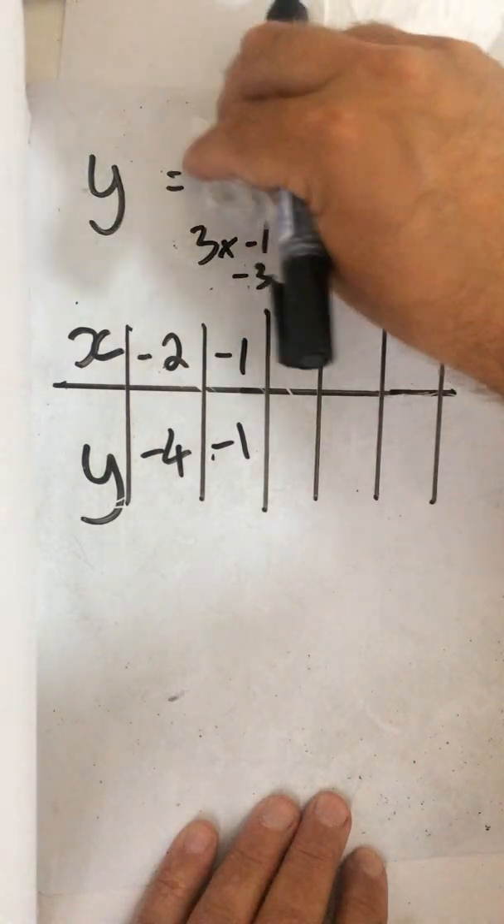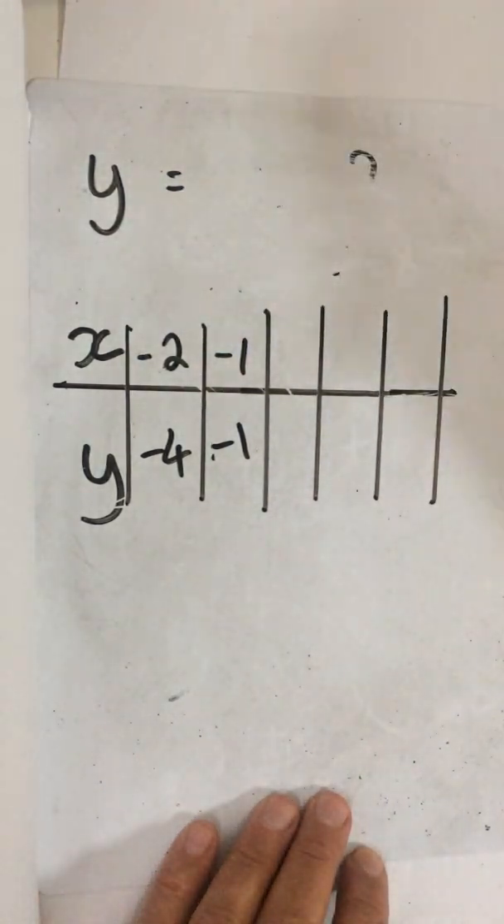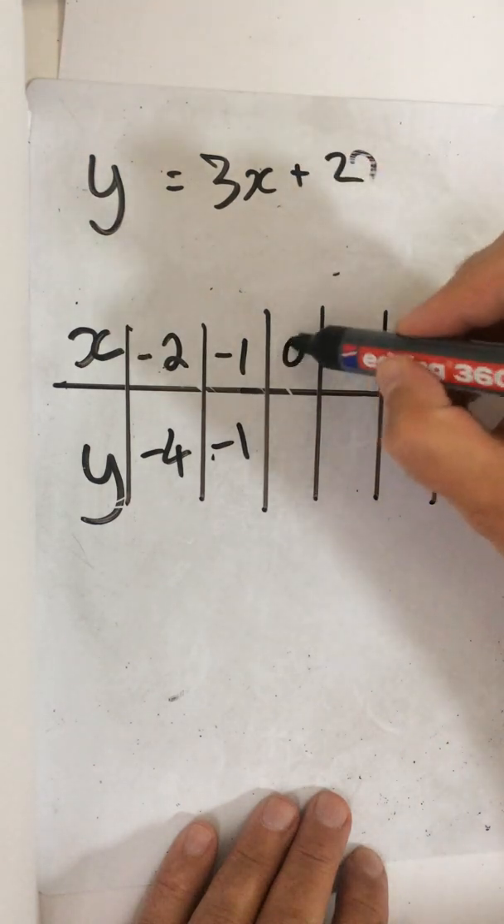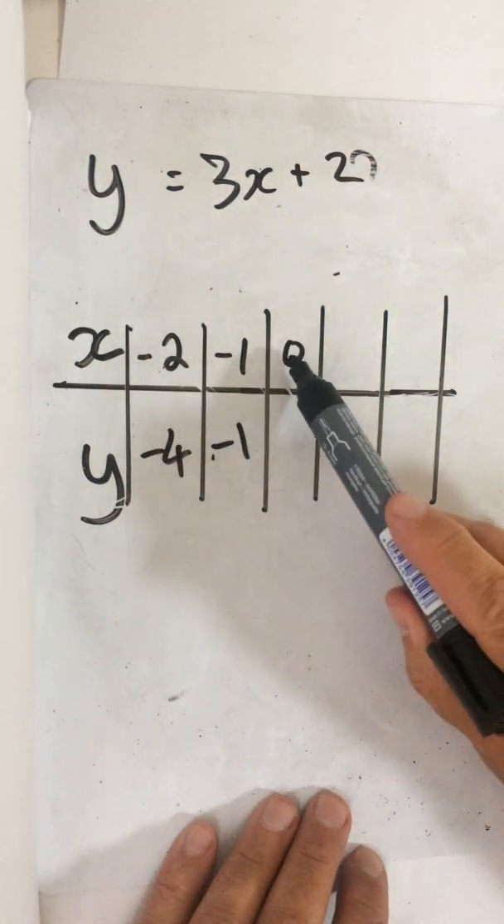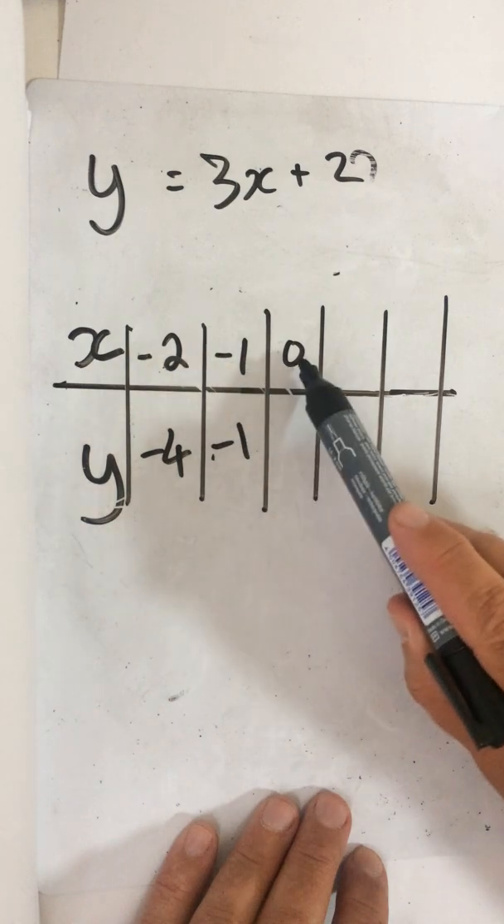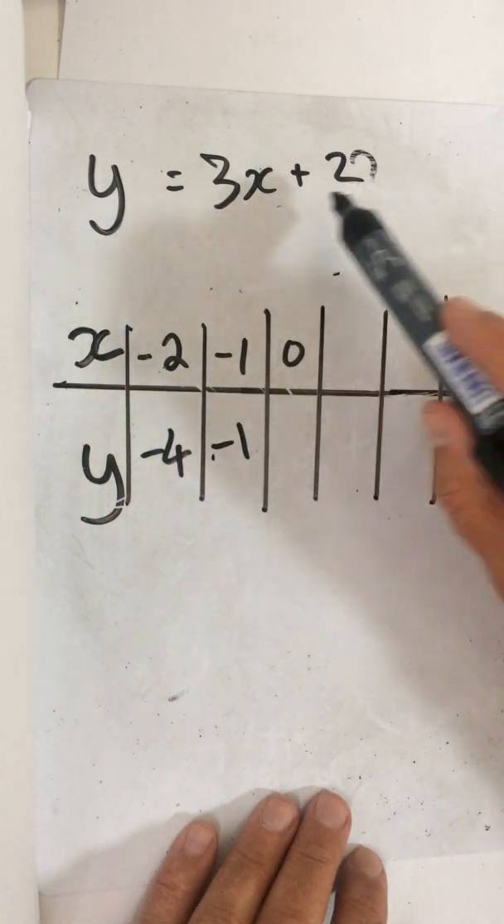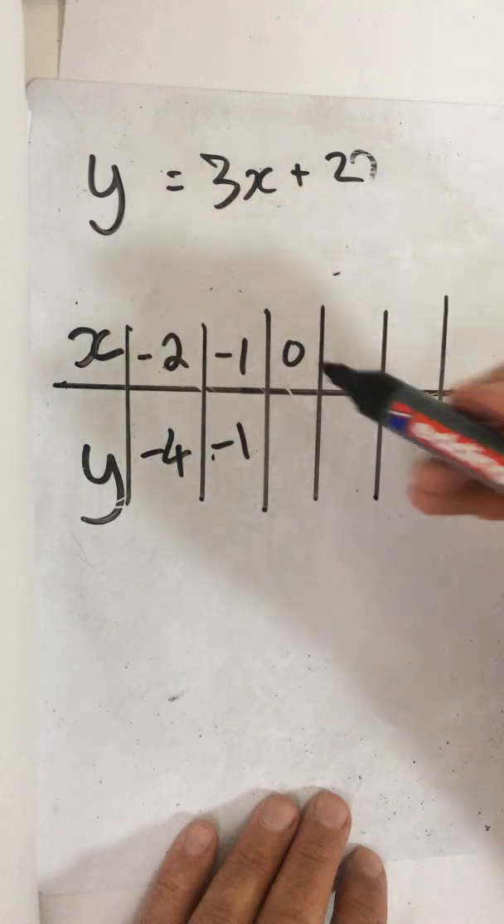Right, so oops, didn't need to rub that part out. So we've got 3x plus 2. Then we've got our 0. Okay, so x on our x-axis is 0. So we do 3 times 0, which is 0, plus 2 is 2.